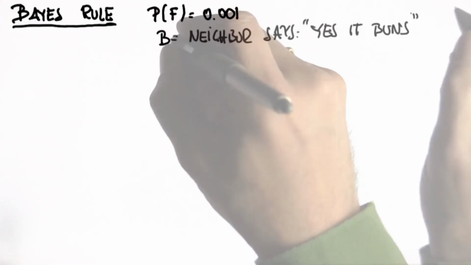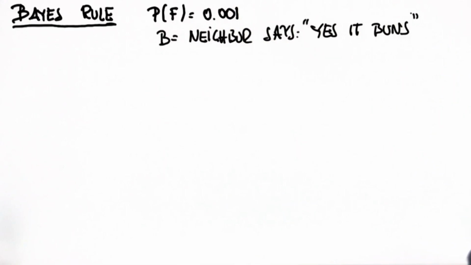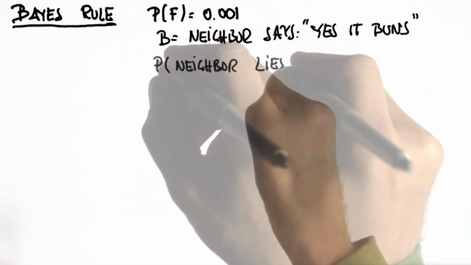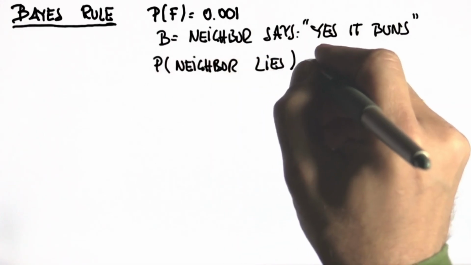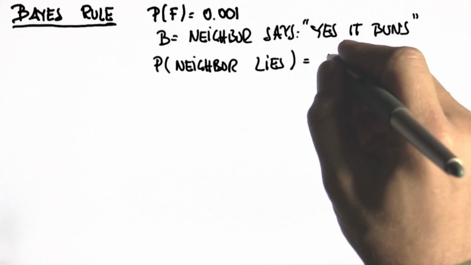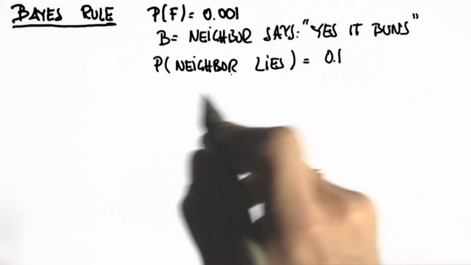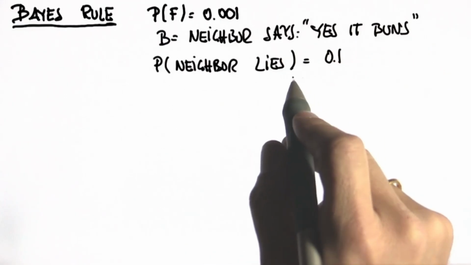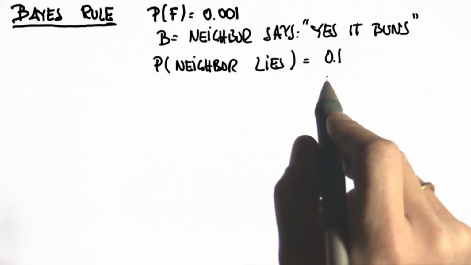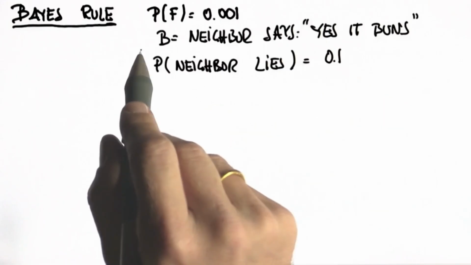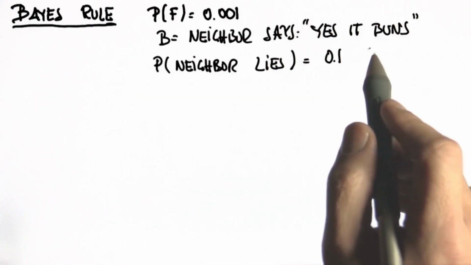So B, you happen to know that the neighbor is not very truthful. In fact, every time you ask him a question, you know there's a 0.1 chance, a 10% chance, the neighbor will just produce a lie. And a 0.9 chance the neighbor actually speaks the truth. So you ask him exactly one question, does my house burn? He says, yes, it burns.